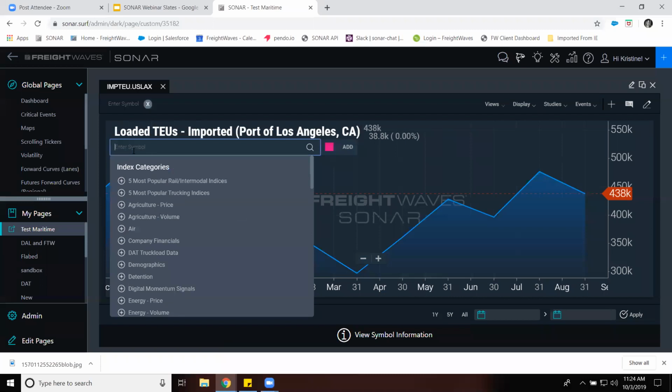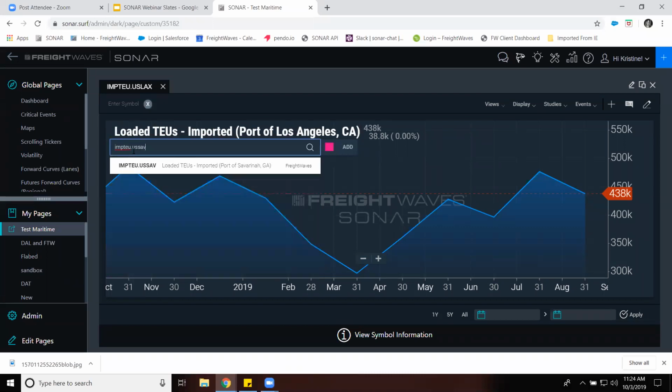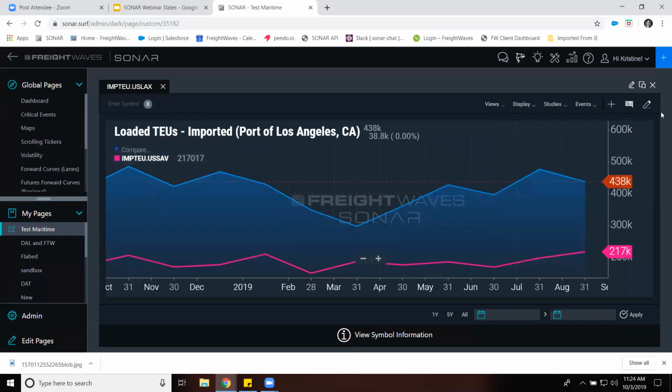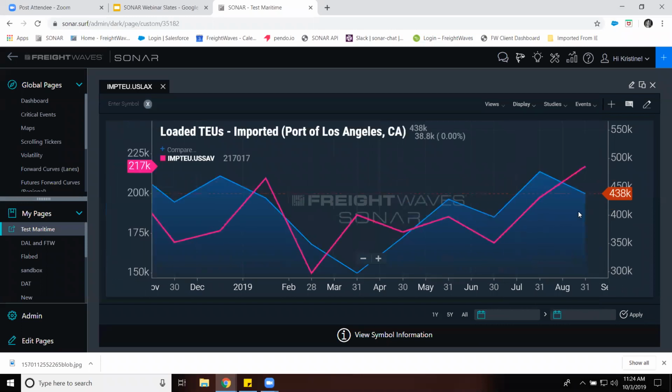So we look at loaded TEUs import, and that's IMPTEU.USLAX. And we look at IMPTEU.USSAB. So we're just, again, comparing Savannah to Los Angeles, and we'll put that in a dual. So you can see in August, I was actually tracking those customs imports. And that's one thing to realize, that we're getting that updated in as near real time as we can. That's really available right now. It's the time that customs processes that data and gets it to us. So it's really a leading indicator.